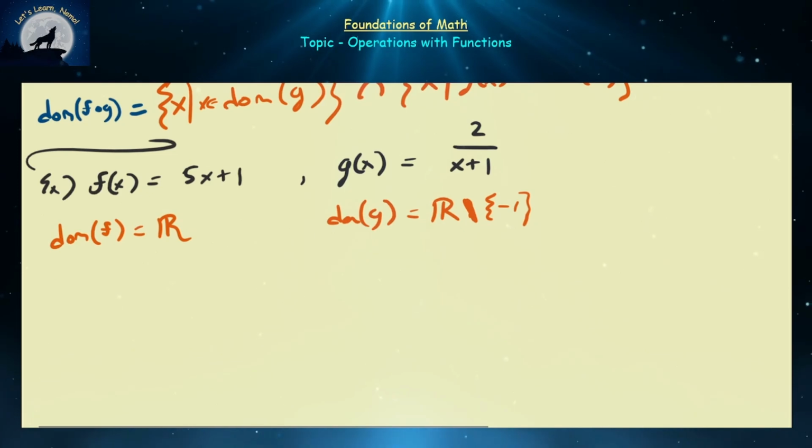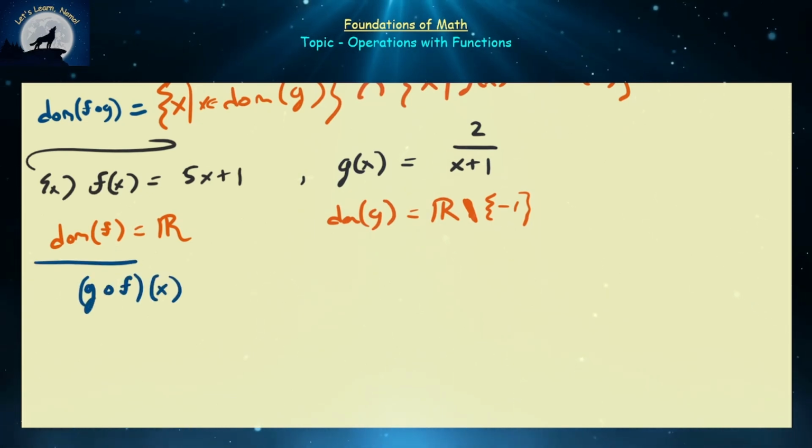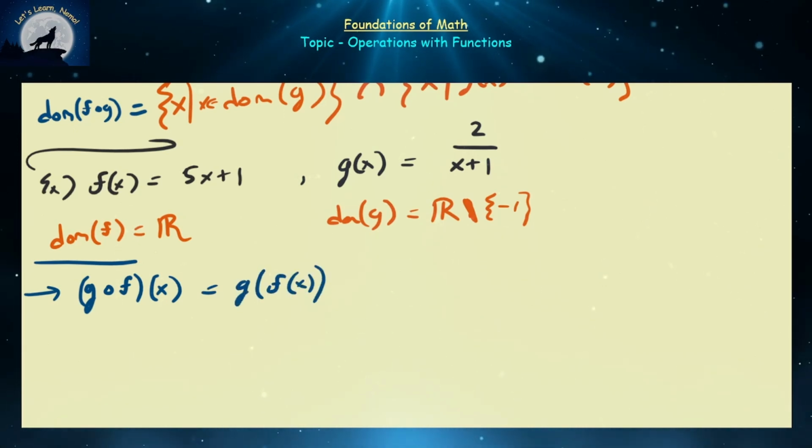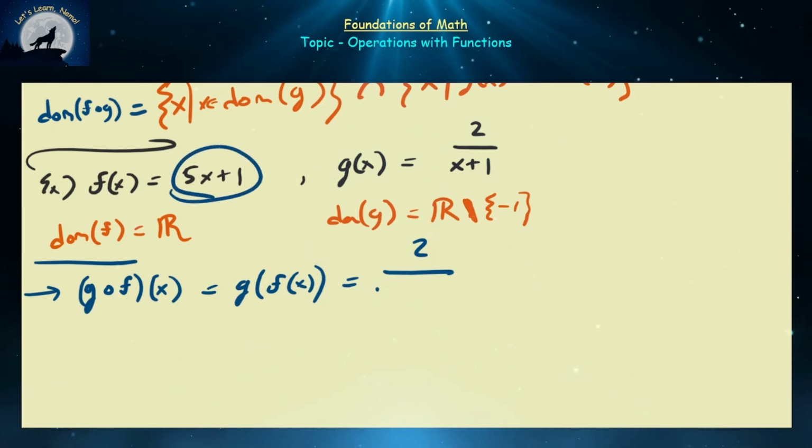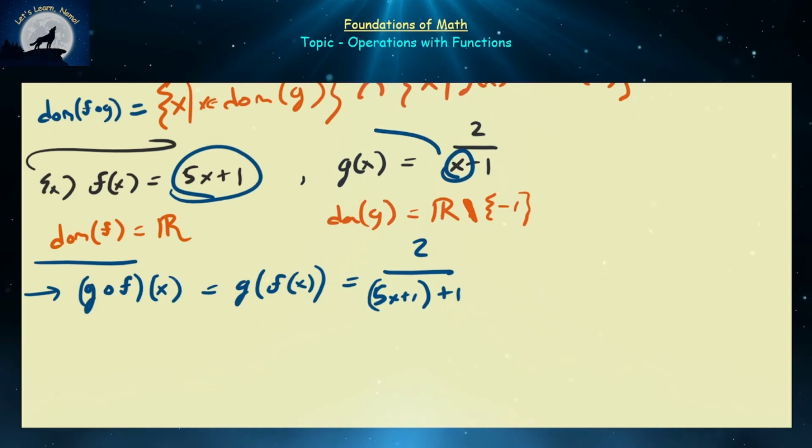So what would be the domain of the composition? Let's actually do a different order. Let's look at g composed with f of x. What would that be defined as? g composed with f is defined as g of f of x. Now f of x is the input of g. What is g? g is 2 over x plus 1, but x is turning into 5x plus 1. So it's 2 over 5x plus 1 plus 1. So x turned into 5x plus 1.